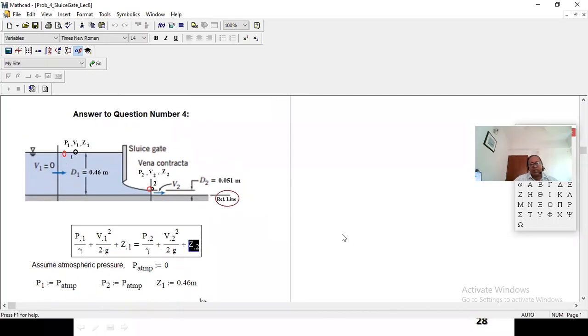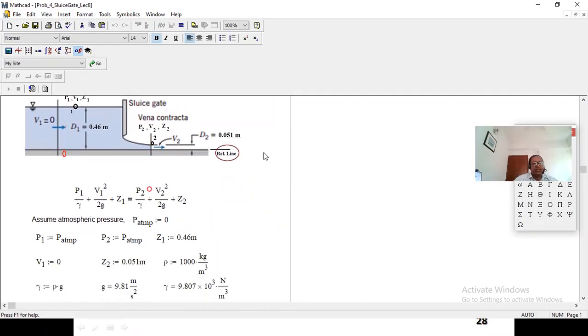So if this one comes in the exam, you draw the figure, you say answer to the question number 2 or 3, then you figure out what data is given. P1 equal to atmospheric pressure, P2 atmospheric pressure, Z1 is 0.46. Before you say 1 and 2, you need to mention where is point 1, where you're considering point 2. And also you need to show which point is the reference line, like you're considering this one is the reference line. Then V1 at point 1, obviously 0.